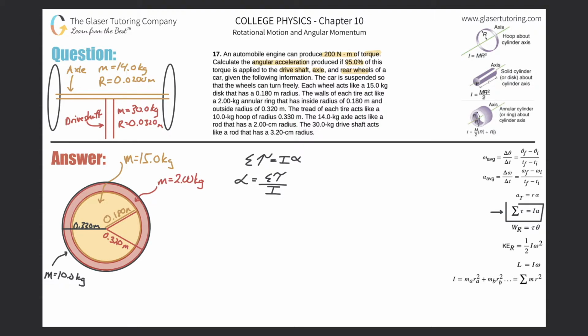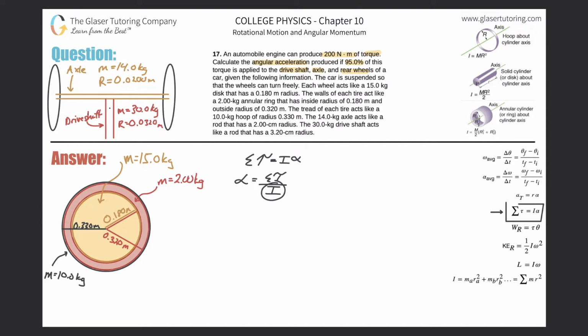Now, the problem tells us the torque that is being produced, though only 95% of that torque is actually used to provide energy to the drive shaft, axle, and rear wheels. That being the case, the torque that's important in this problem will be 200 newton meters multiplied by 0.95, because we need to find 95% of the total torque, right? Because that's the torque that's actually being supplied to the drive shaft, and therefore to the axle, and therefore to both wheels. So that takes care of the numerator.